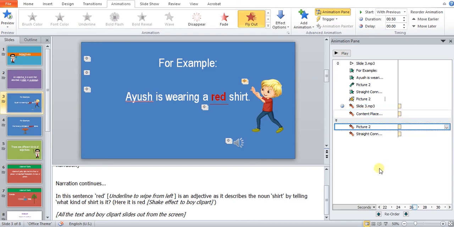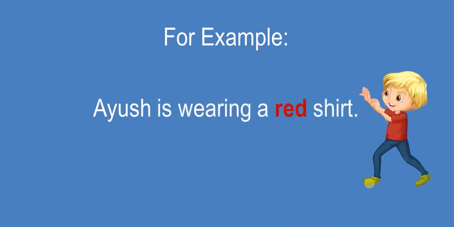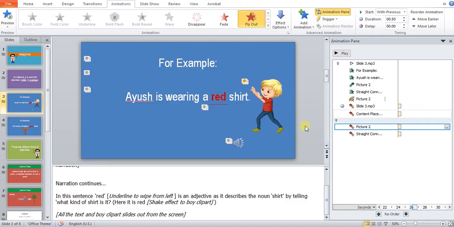Now if you check, for all the examples, it will come together. Ayush is wearing a red shirt. In this sentence, red is an adjective as it describes the noun shirt by telling what kind of shirt it is. Here it is red. It's going out. So that is how we arrange and work with the animations and syncing it with the audio narrations.